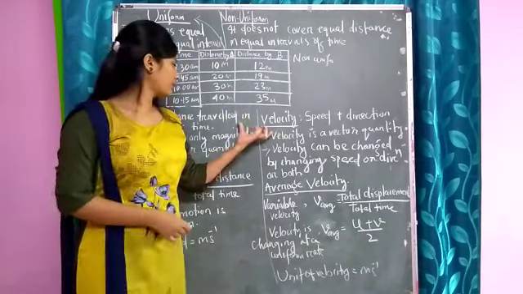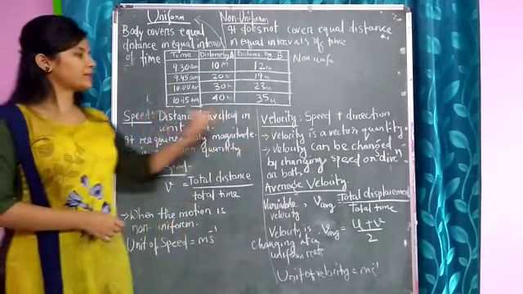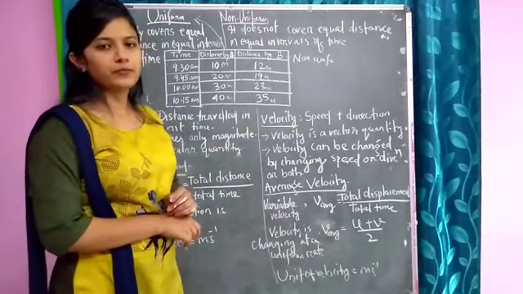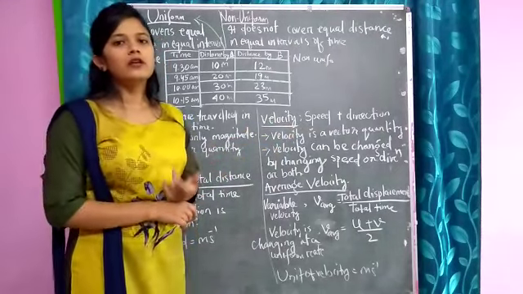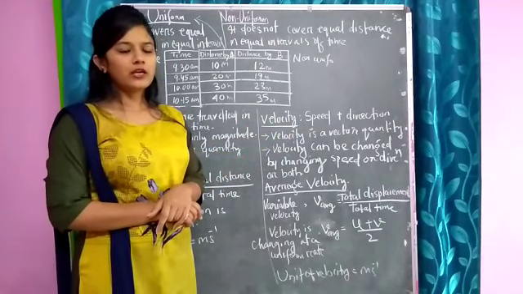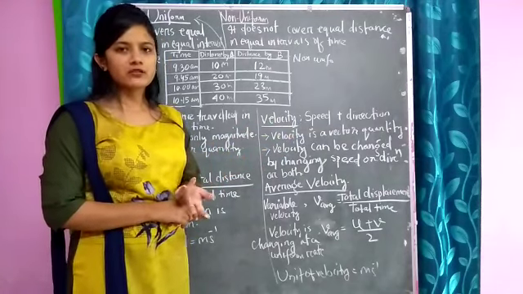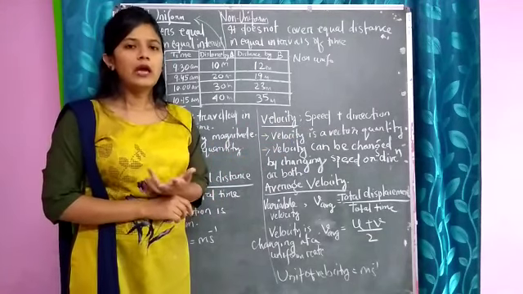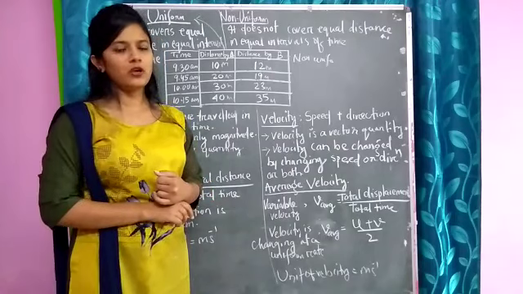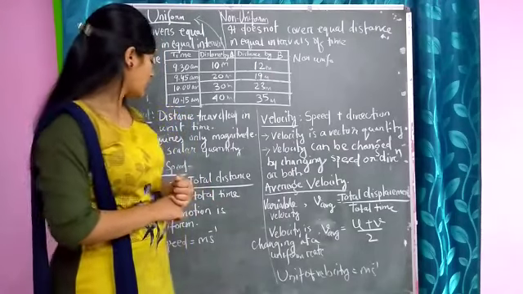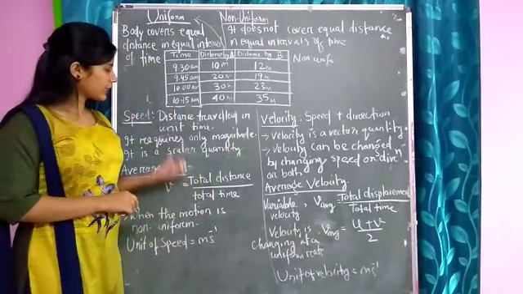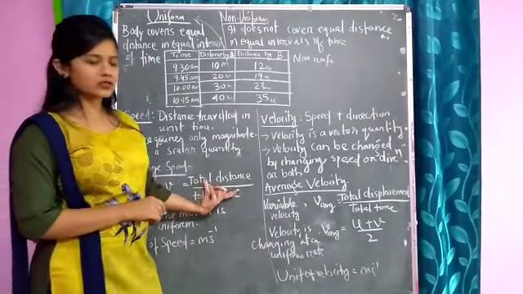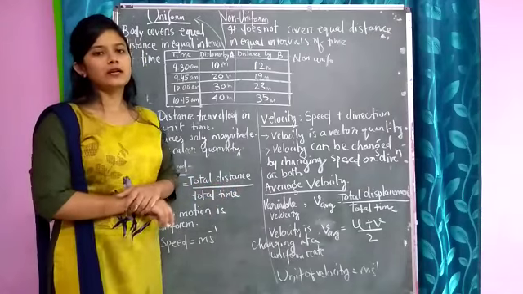Now our topic is specifically speed and velocity. What do you mean by speed? Speed tells us the rate of motion. Rate of motion means, is it faster or is it slower? In order to know the speed of a body, we use a formula: speed is the ratio of total distance to total time.